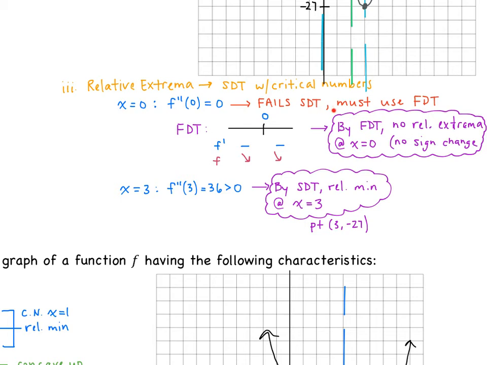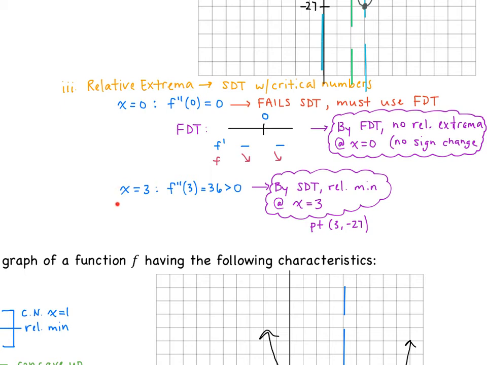This is an issue because this fails the second derivative test. So in order to determine any relative extrema, we have to go back to the first derivative test, just at x equals 0. I plug in my critical number and take a look at the f prime value. It's negative to the left of 0 and to the right of 0. That means f is decreasing the whole time. So since f prime has no sign change by the first derivative test, there is no relative extrema at x equals 0.